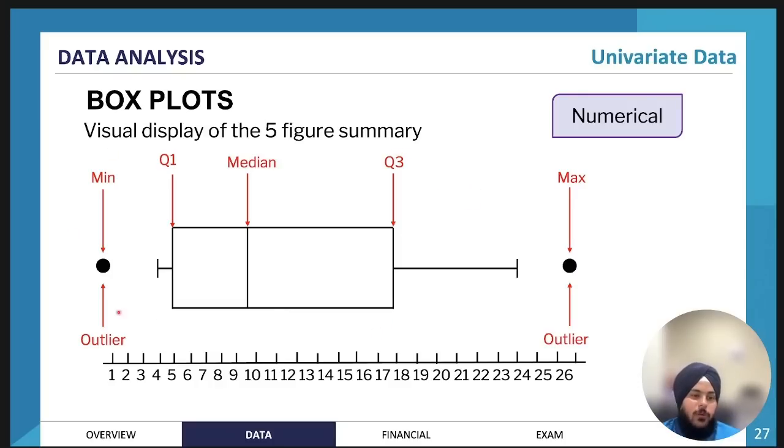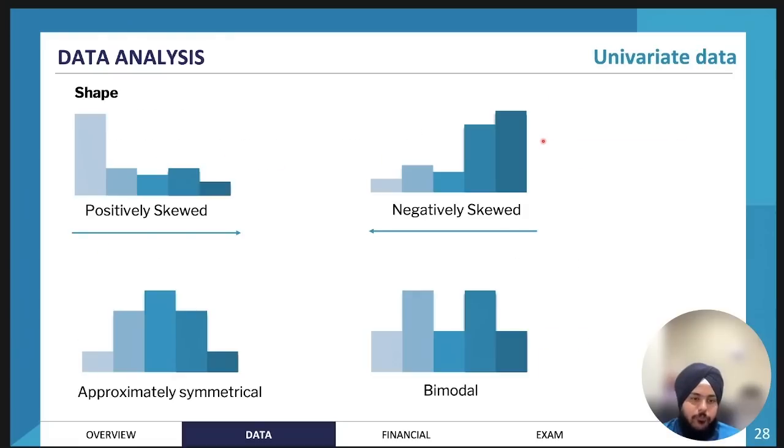This is really important because we can quickly see whether the data is negatively or positively skewed, or what the shape of the data is, as well as quickly estimating the 5-number summary. So it's a really good display of the 5-number summary. Okay, so now we'll look at the shape of the data.